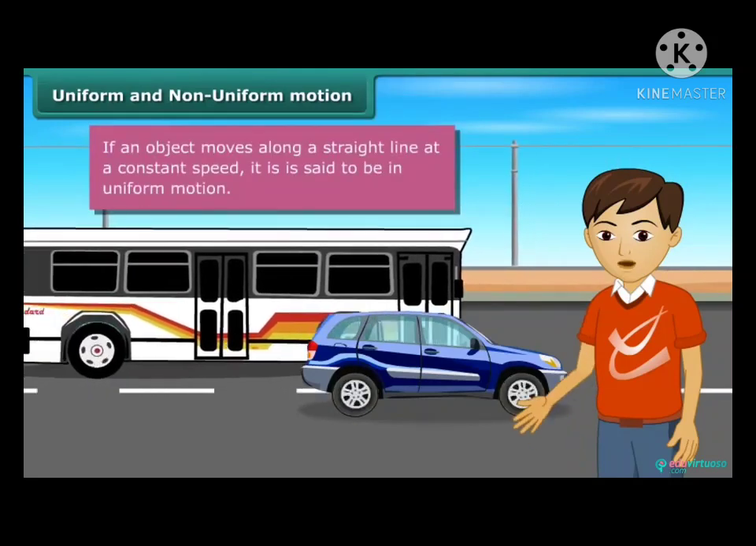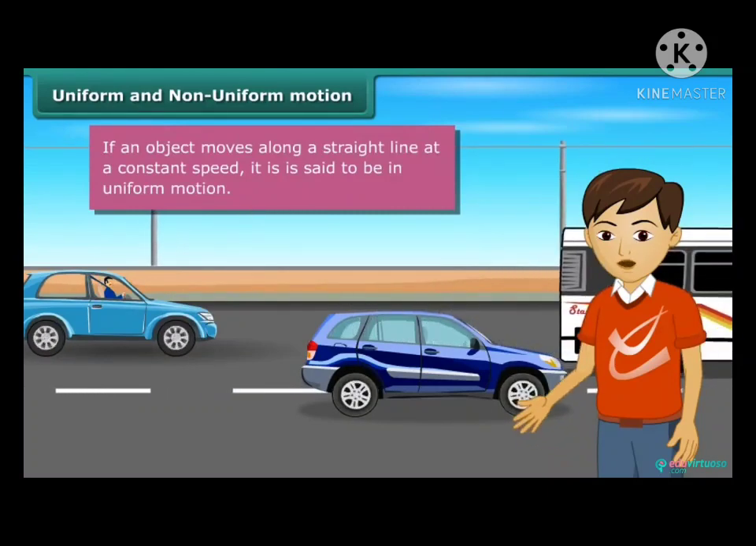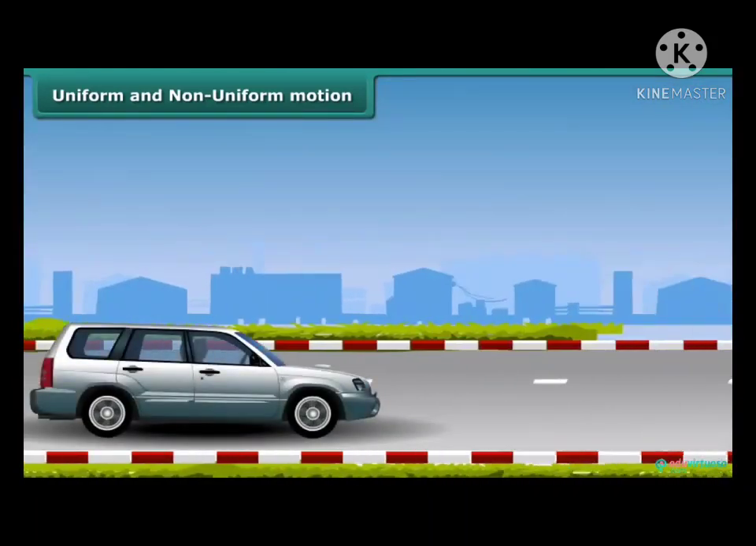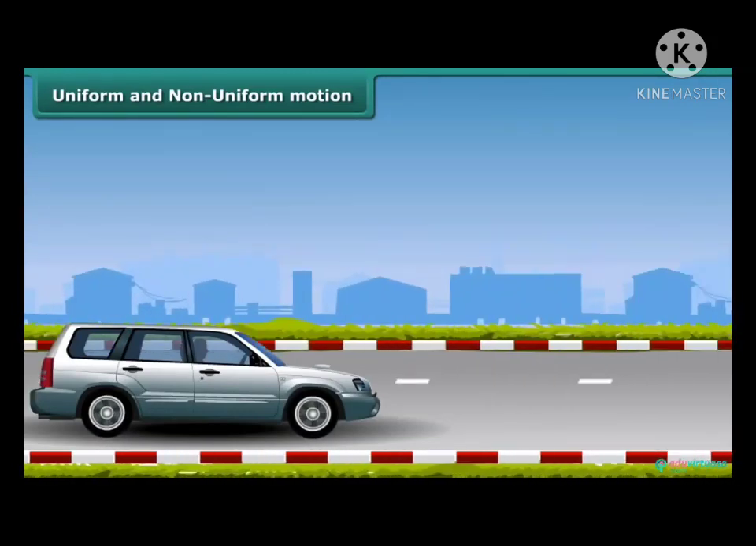If an object moves along a straight line at a constant speed, then it is said to be in uniform motion. A car, for example, may maintain the same speed when it covers a short distance.